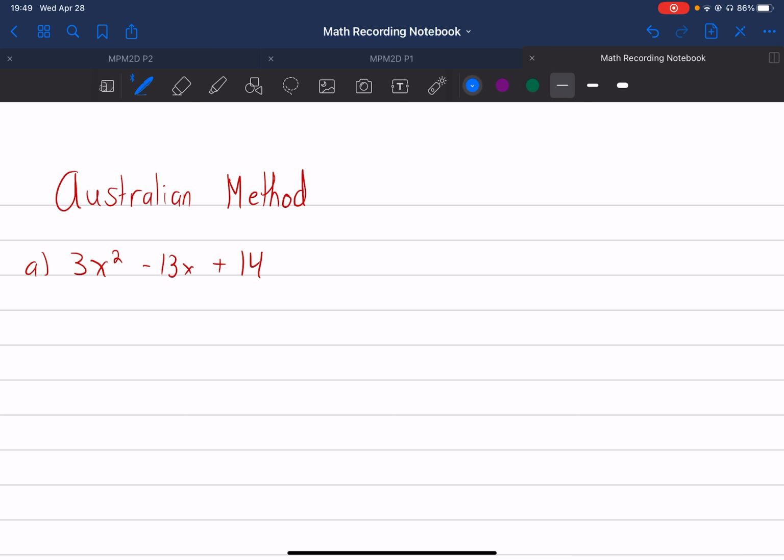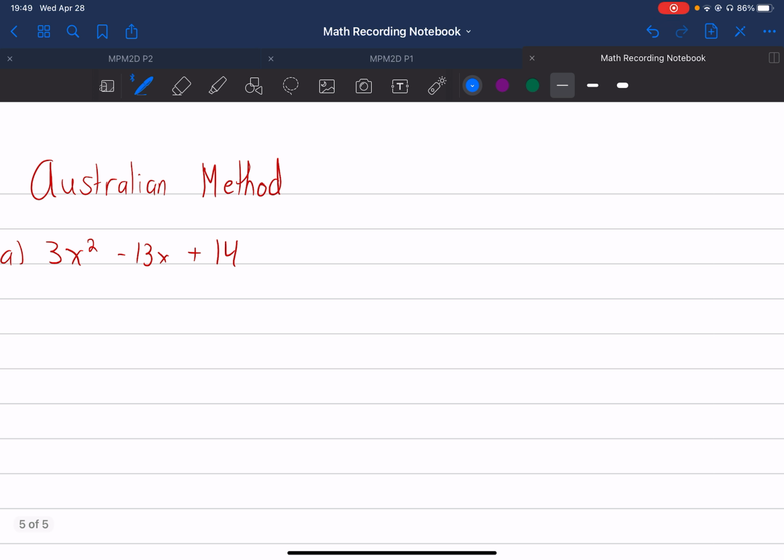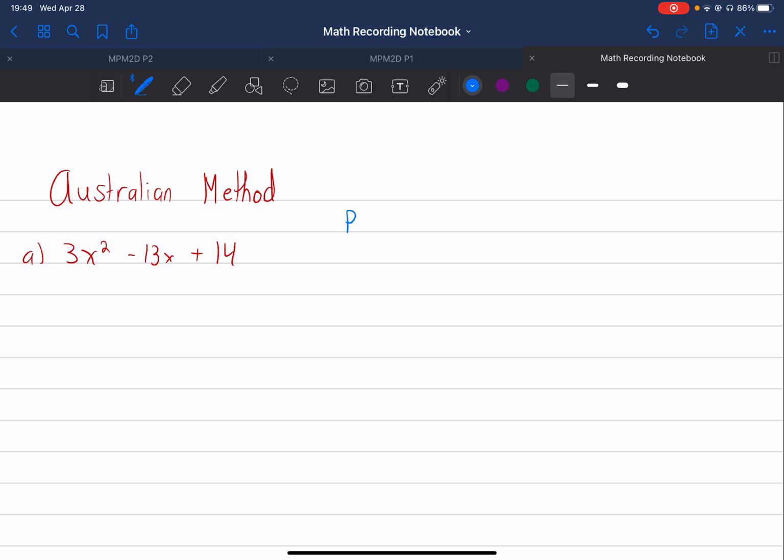So like with decomposition, we're going to start by creating a new product. And we do that by multiplying the first term here, 3, by 14. So if we multiply 3 by 14, I'm just going to write that out, we're going to get 42. So that is our new product. Our sum remains the same at negative 13. At this point, we're going to do the same thing that we were doing with decomposition, which is finding our factors of 42 and what their sums are if we add them together.